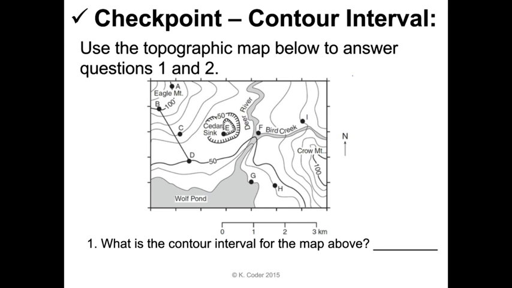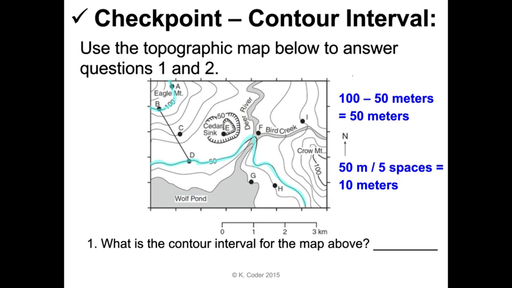What you should have done is calculated the difference between the index lines of 150. Okay, so we have 150. We're going to subtract 50 from 100, and we're going to see that it's a 50-meter difference. With that, we know there are 5 spaces. We have 1, 2, 3, 4, 5 spaces between the 50 and 100.